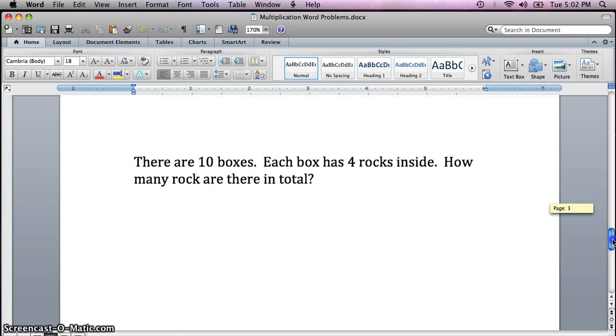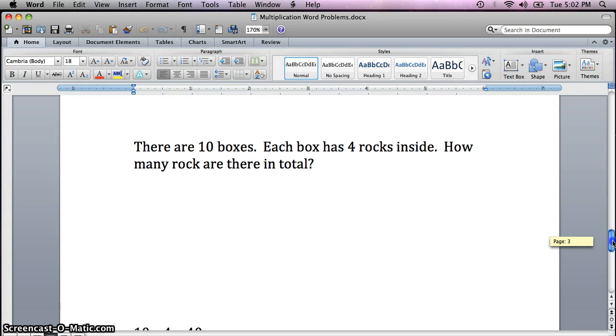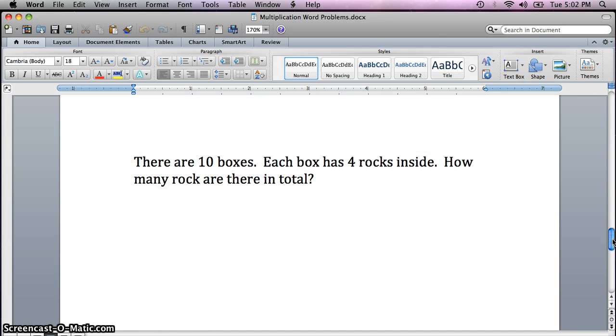The same holds true with multiplication word problems that are in the double digits or have a double-digit number. I've included 2 examples just to show you what double-digit multiplication word problems may look like. This one, for example, says there are 10 boxes. Each box has 4 rocks inside. How many rocks are there in total?